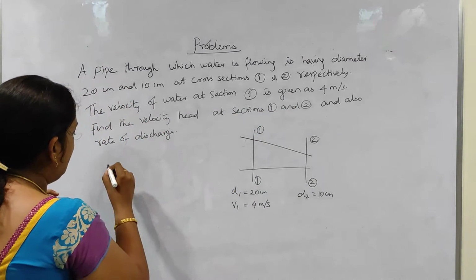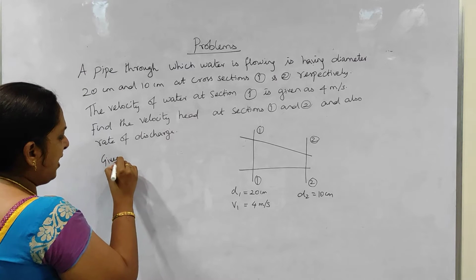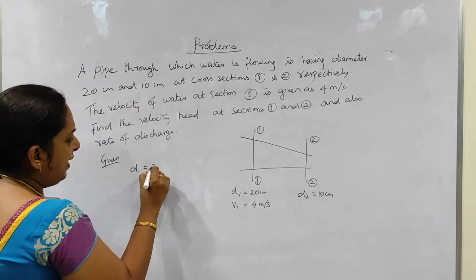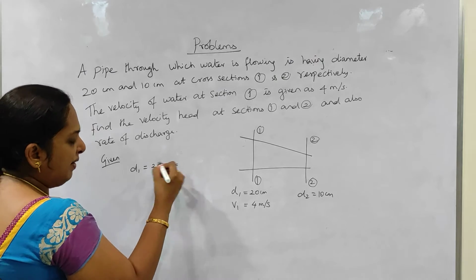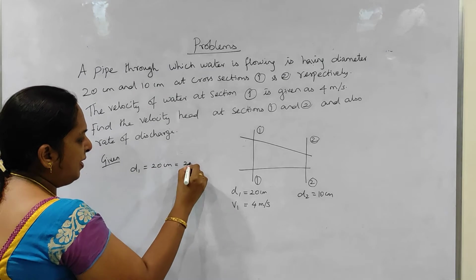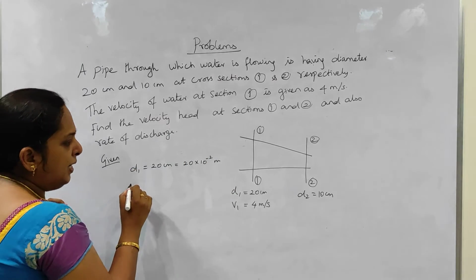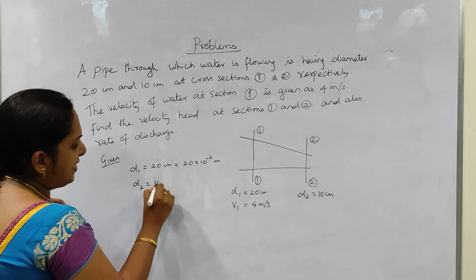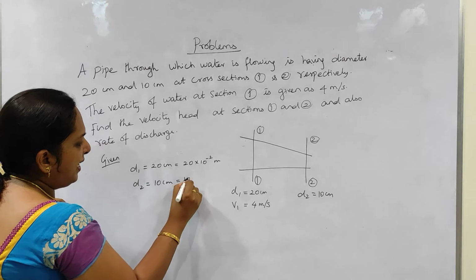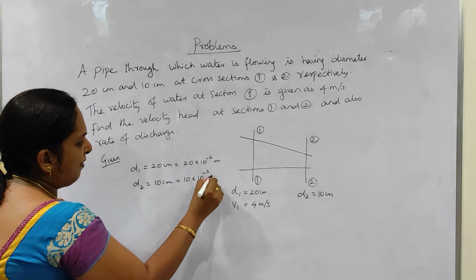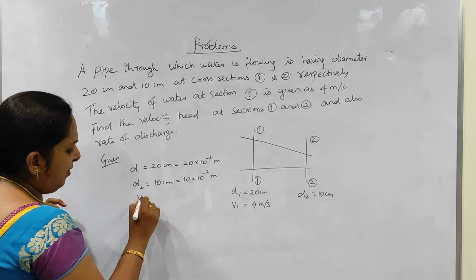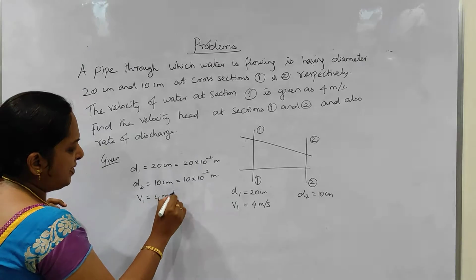So what is asked? The given is the diameter D1, 20 centimeter. I am converting to meters. So how will you convert? 20 into 10 to the power of minus 2 meters. So D2 is 10 centimeter, that is 10 into 10 to the power of minus 2 meters. And V1 is given as 4 meter per second.